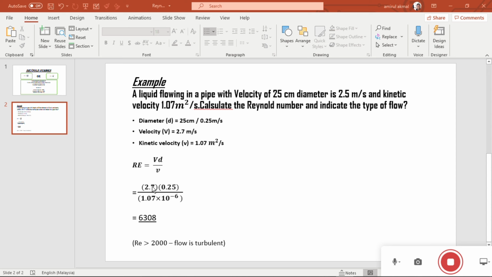So, masukkan dalam soalan. Kita masuk 2.7 darab 0.25 bahagi 1.07 darab 10 kuasa negatif 6. Okey, dapat jawapan 6308. So Re dia adalah lebih besar pada 2000. Ini bermakna flow is turbulent.